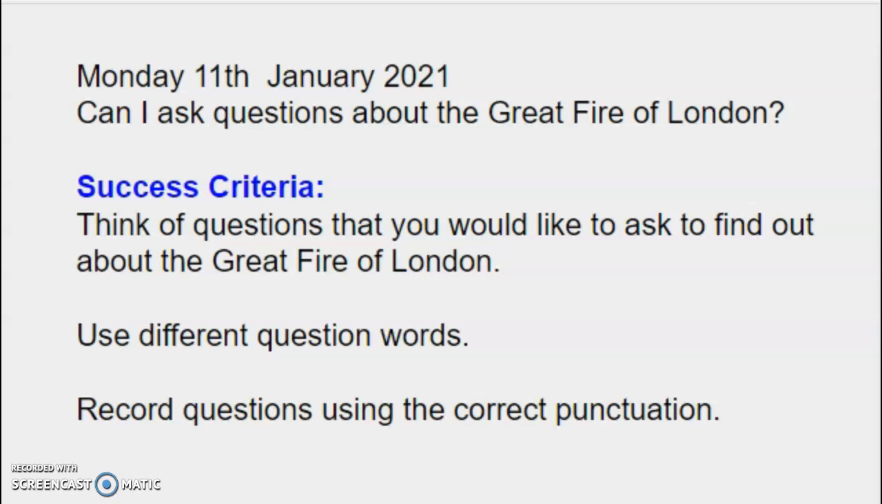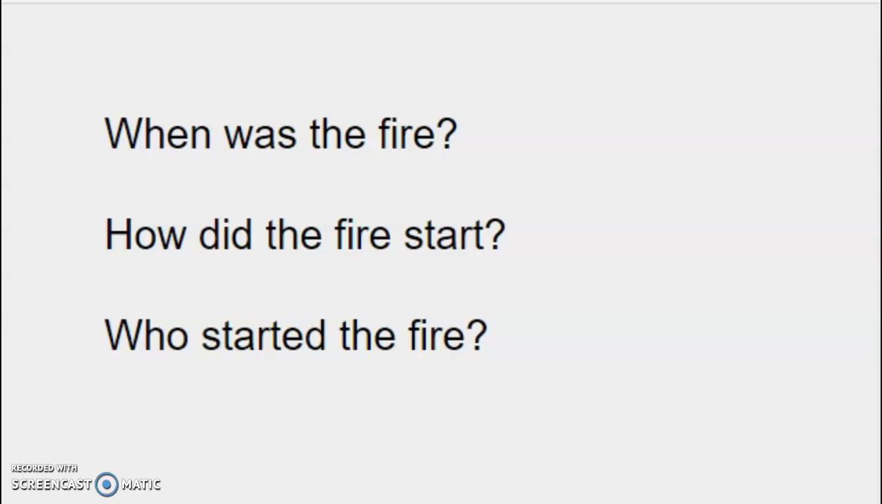Okay, so I have got some examples to show you. So these are some questions that I thought of. So if I wanted to find out more about this huge fire that happened in London, I might like to ask, when was the fire? Can you see that I've used a question word at the beginning, when, and then I've got my question mark at the end. Another question I might ask is, how did the fire start? I'd like to know how it started. So I've got my question word at the beginning and I've got my question mark at the end. Another question I might ask is, who started the fire? So question word at the beginning, question mark at the end.